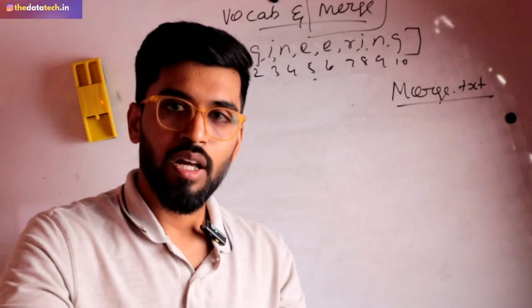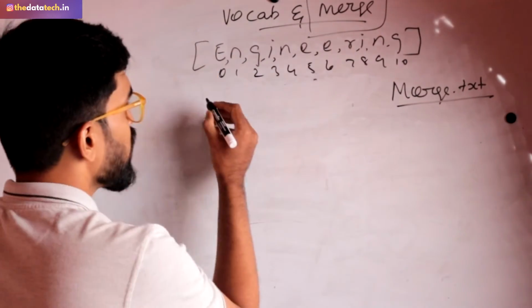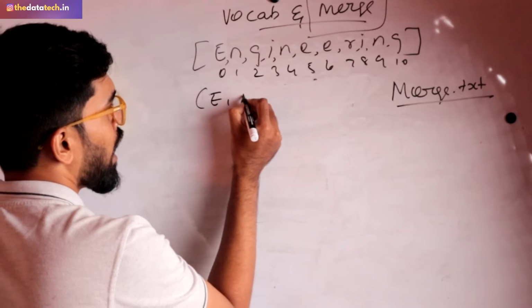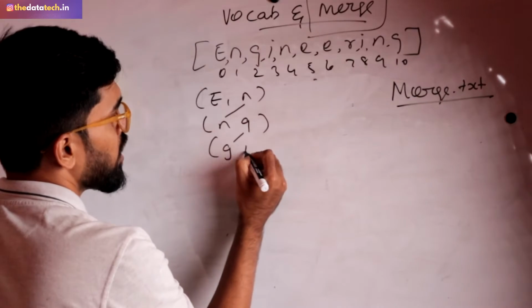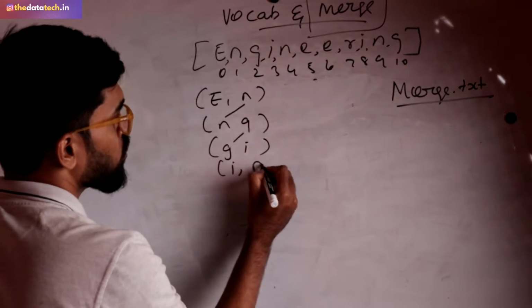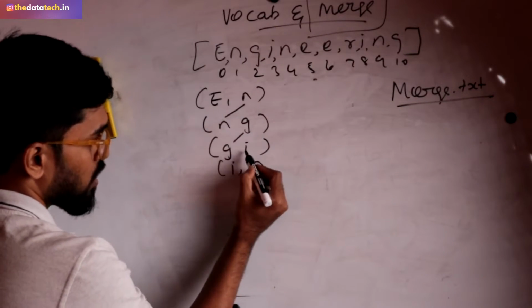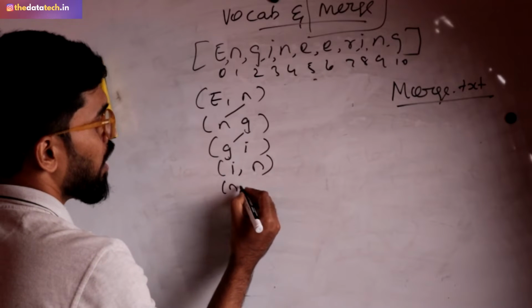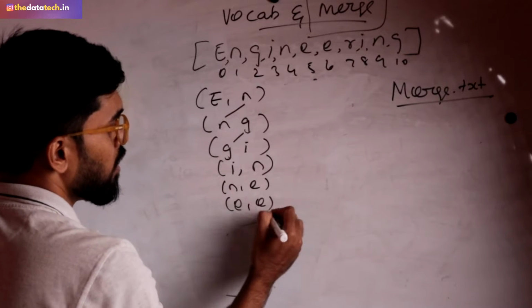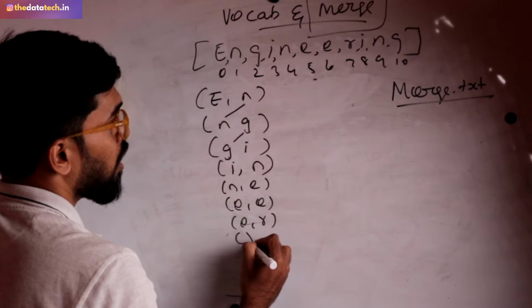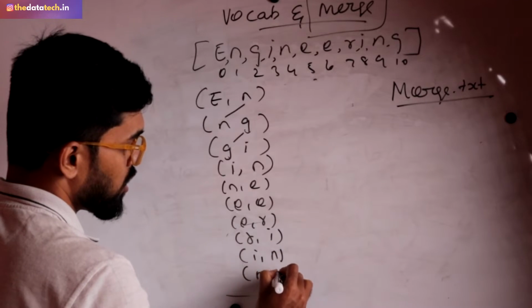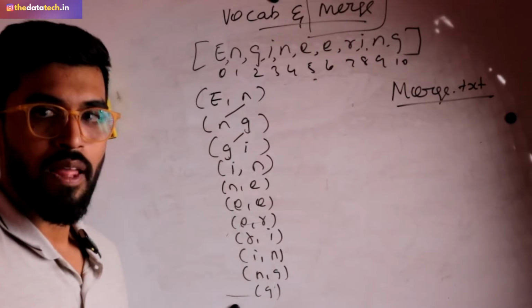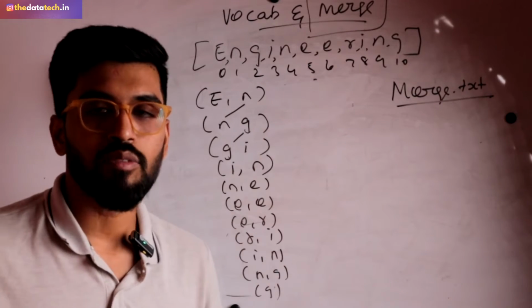It will compare one character with another character. So it will create pairs like this: E, N; N, G; G, I. So this G again comes here, this I comes here. So I, N; N, E; E, E; E, R; R, I; I, N; N, G; and G. Okay, so it will create this kind of adjacent pairs.